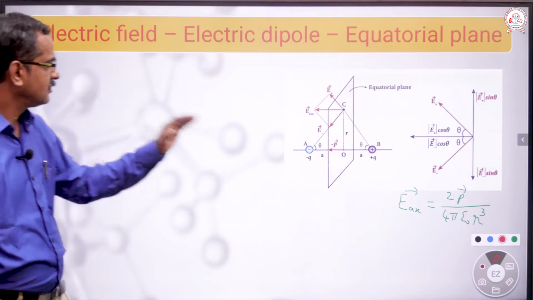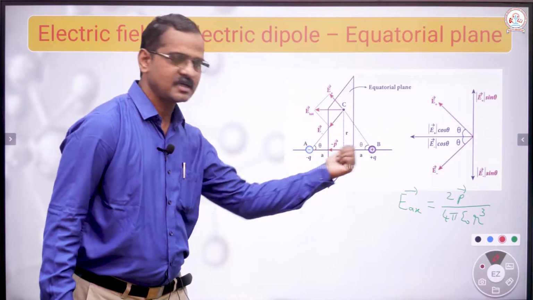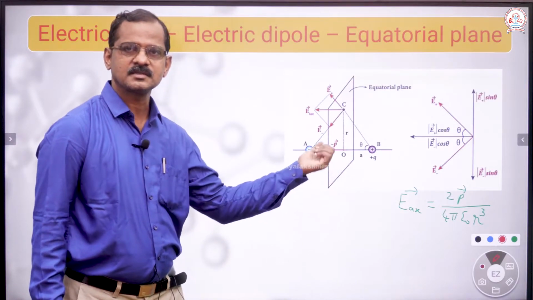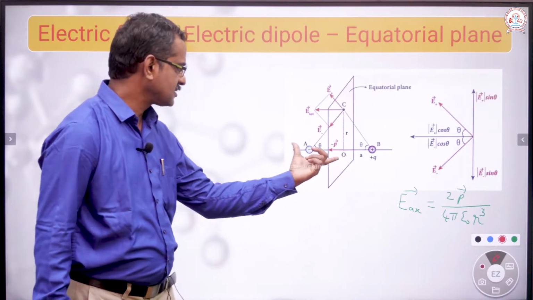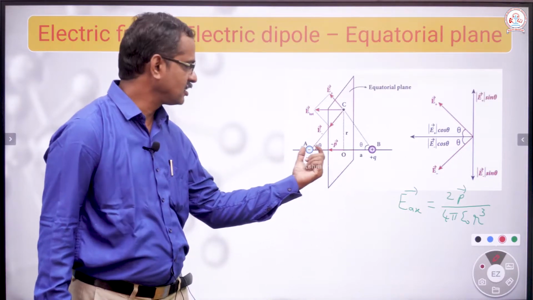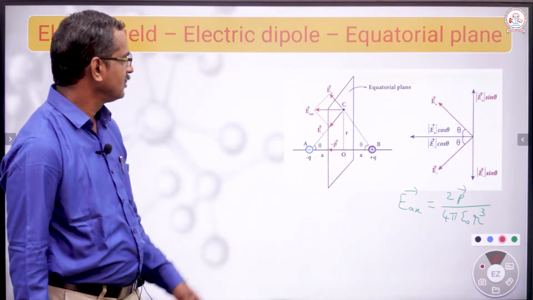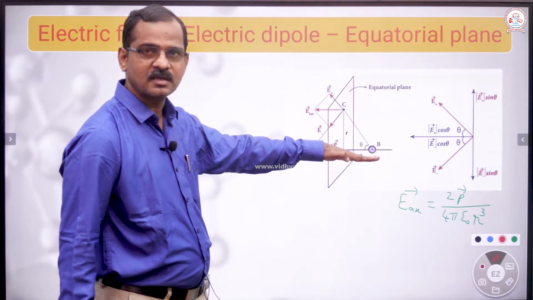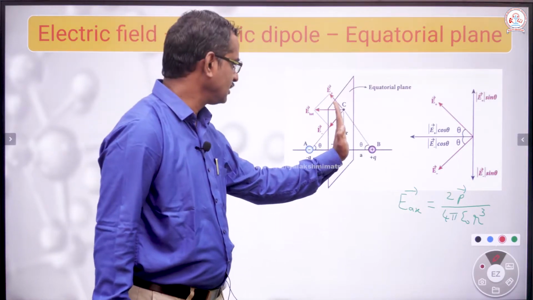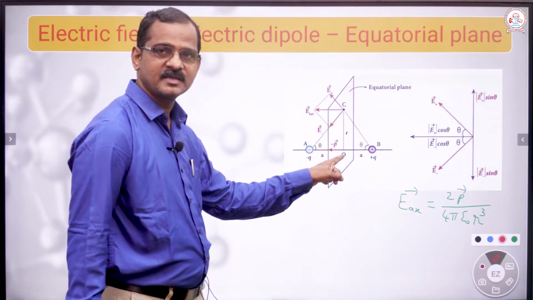This is minus q and plus q, two equal and opposite charges, unlike charges, separated by a small distance. Two equal and opposite charges separated by a small distance constitute an electric dipole. Now consider a point C along the equatorial line. In the previous case it was along the axial line, now it is along the equatorial line. Consider a point C at a distance r from the center.